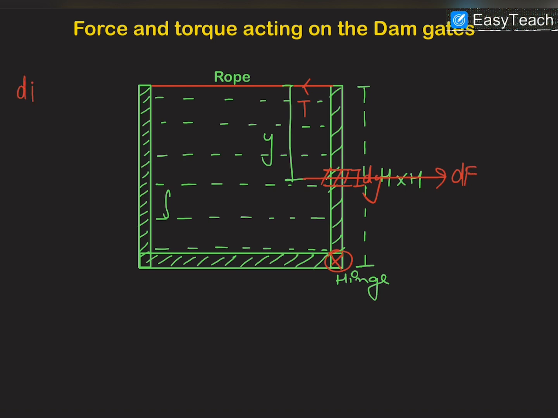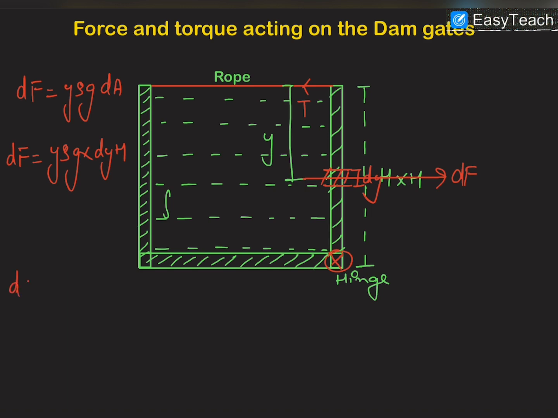The force acting on this element, dF, will be y rho g into dA, where dA is the small area. Now dA will be dy into h. Small area will be dy into h.